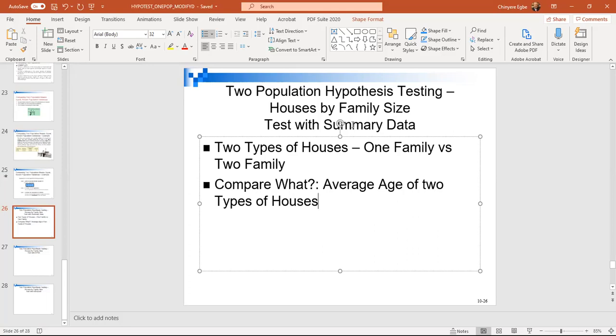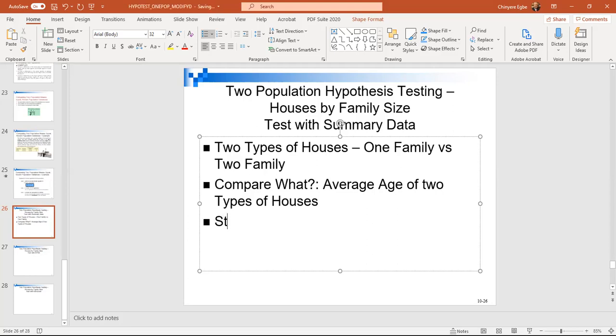Let me give you an example here. What if in this neighborhood, originally they began to construct one family houses, and then at some later time, they began to construct two family houses? So what you're going to find out is that the average age of the one family houses is going to be older than the average age of two family houses, or vice versa. So what do we do?